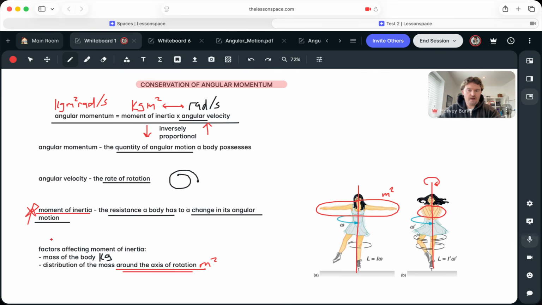So if we go back to the two factors affecting moment of inertia, you've got the mass and the distribution of the mass around the axis of rotation. And in a given moment, an athlete would only be able to change the distribution of their mass. They wouldn't be able to change their mass. So they can either distribute their mass further away from an axis of rotation or closer to it.